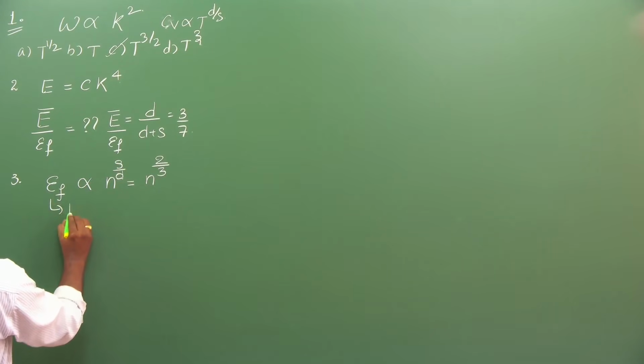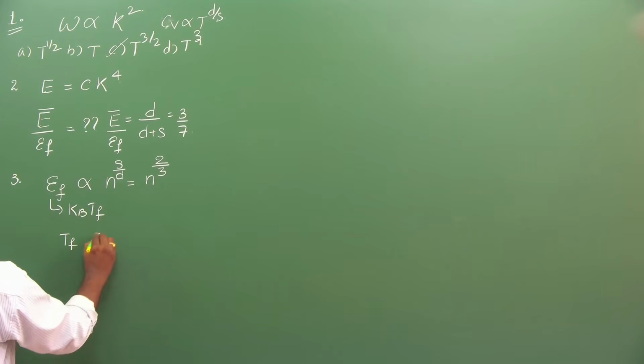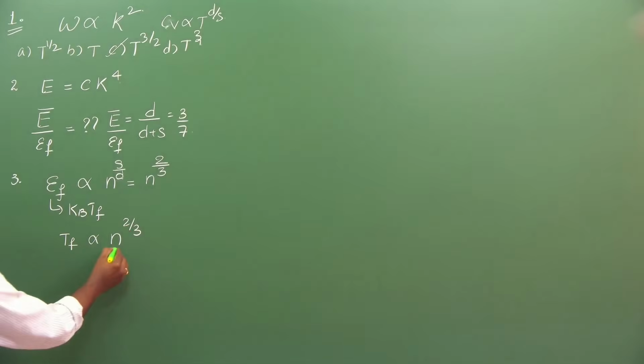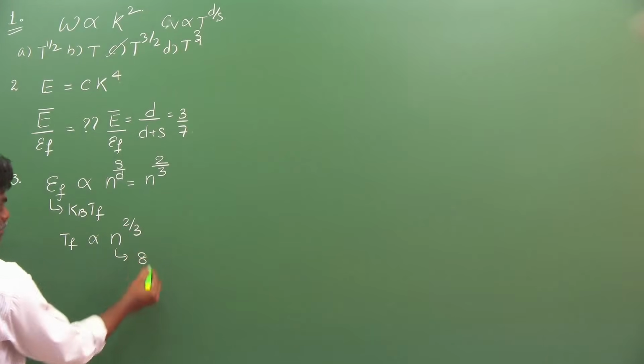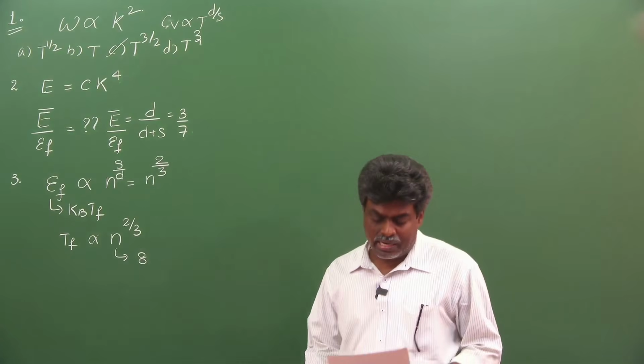So EF is nothing but what? KB TF. So this TF is proportional to how much? N power 2/3. Now this N is increased by how many times? Tell me the answer. 4. Increased or decreased?